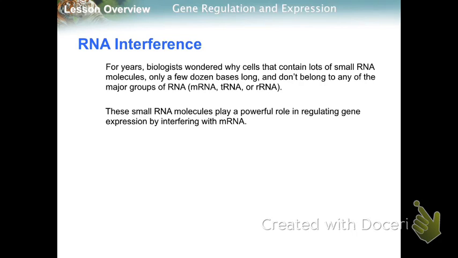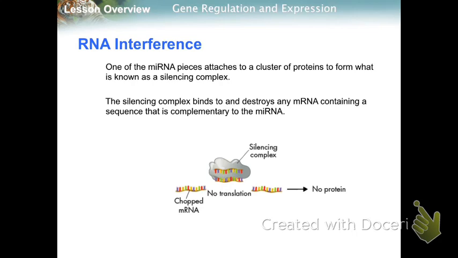For years, scientists would find little small RNA molecules, only a few dozen bases long, that didn't belong to any of the three previously mentioned types of RNA. They weren't mRNA, they weren't tRNA, and they weren't rRNA. What they've discovered now is that these small RNA molecules contribute to gene regulation as well. It's called RNA interference.